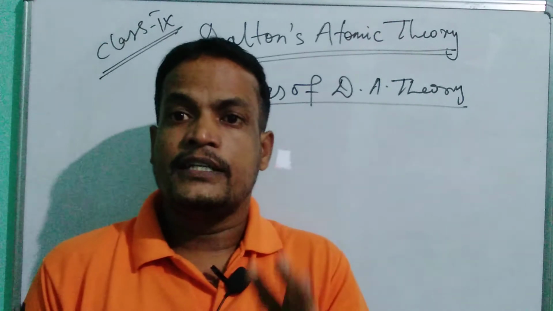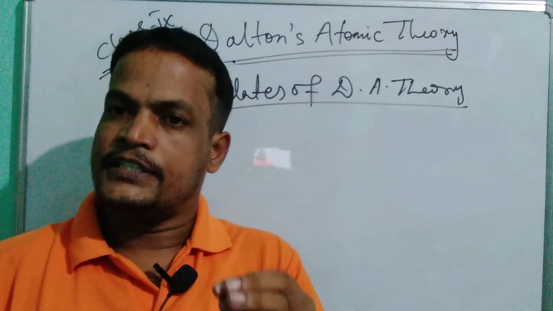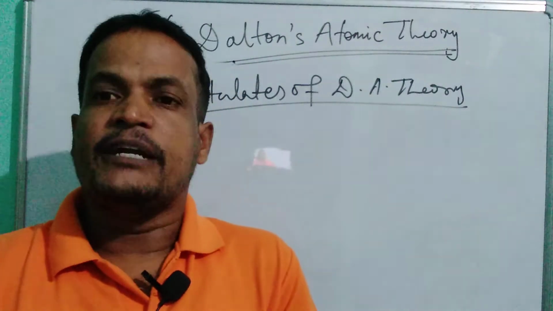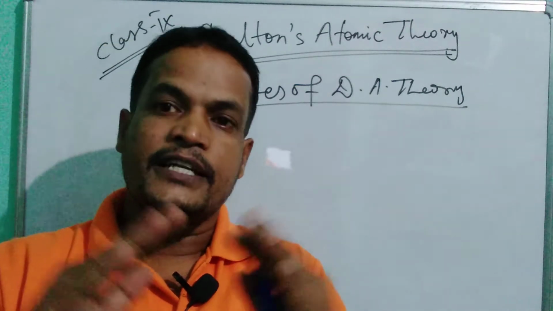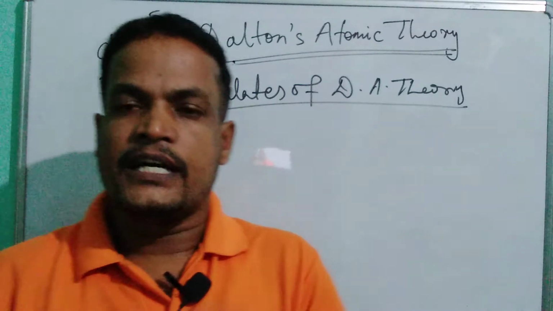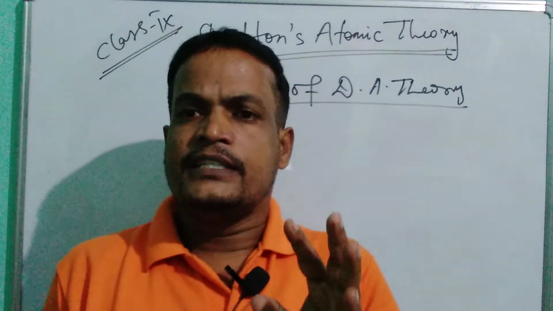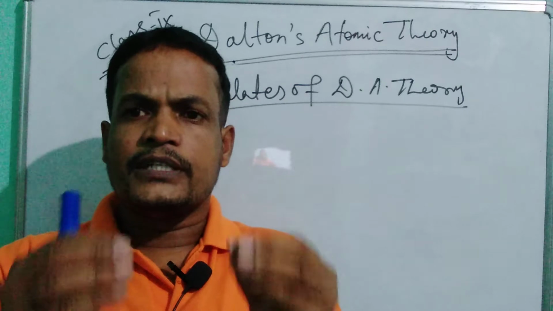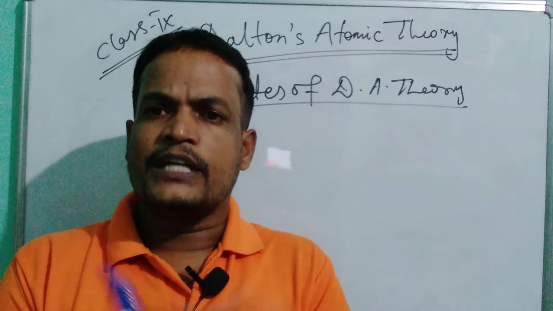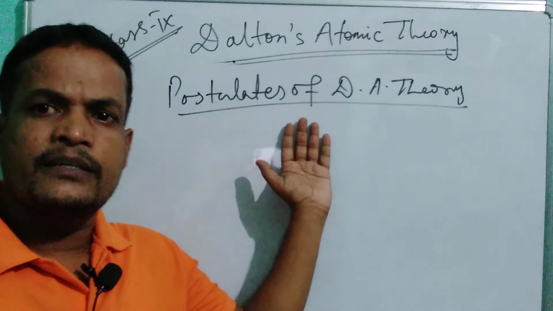Number three, friends, is that atoms can neither be created nor be destroyed. Number four is that atoms of the same element are similar in all respects. Number five is that atoms of different elements are different in all respects. Number six is that atoms are the part of matter which take part in chemical reactions.